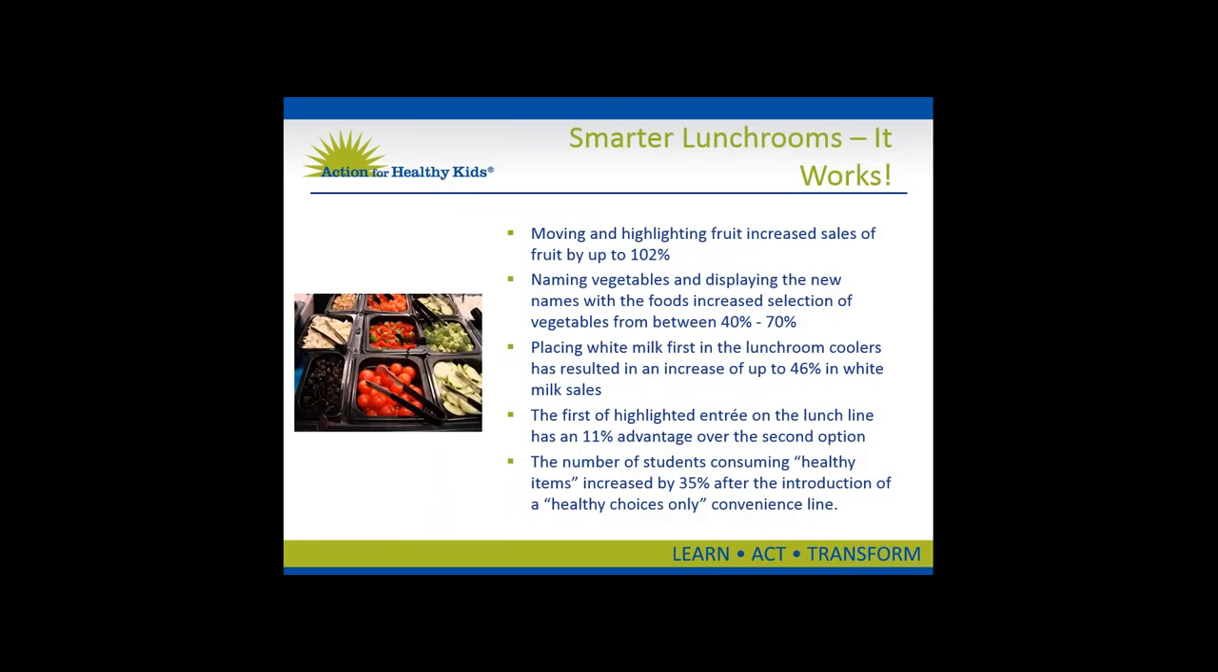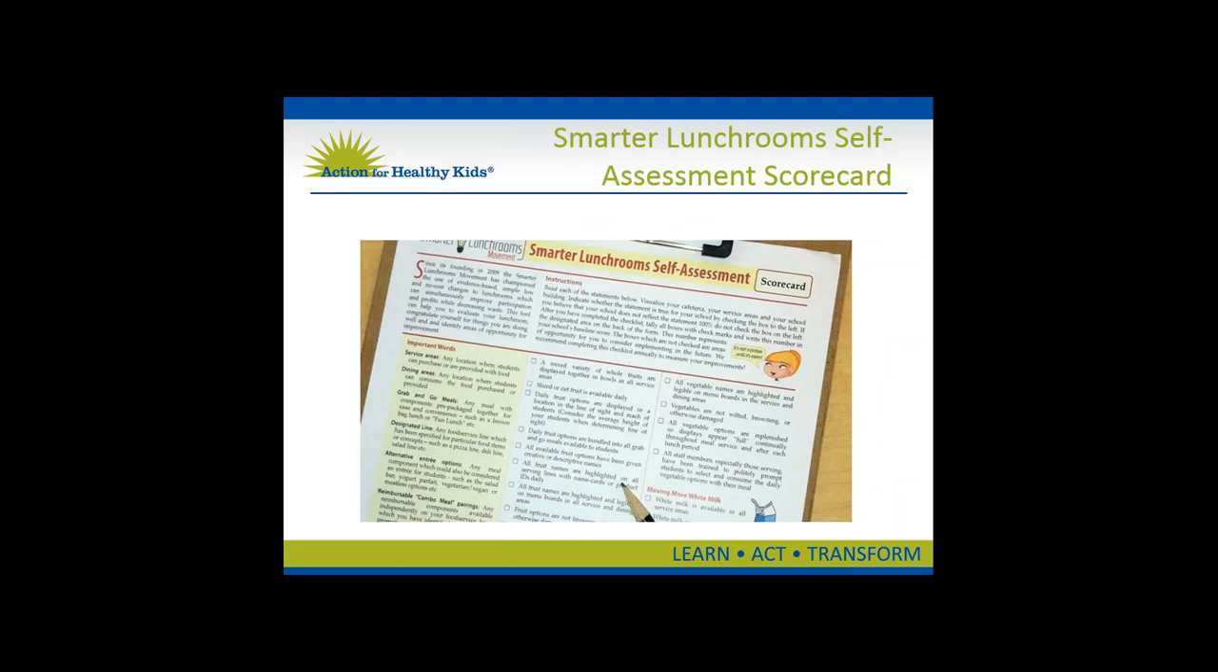On your screen are a few data highlights to show you how smarter lunchroom techniques really work. I'm going to highlight just a few. So for example, moving and highlighting fruit increased sales of fruit by up to 102%. Naming vegetables and displaying the new names with the food increased selection of vegetables between 40 to 70%. The number of students consuming healthy items increased by 35% after the introduction of a healthy choices only convenience line. And as you can see, there are more on your screen.